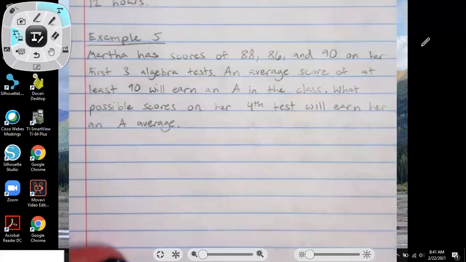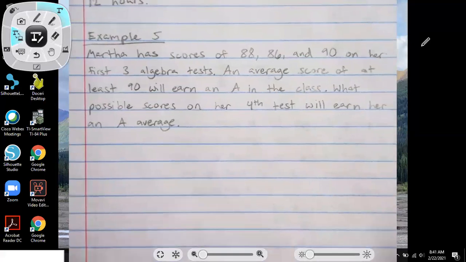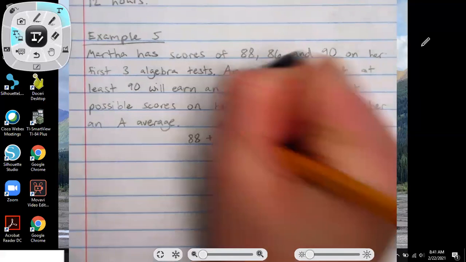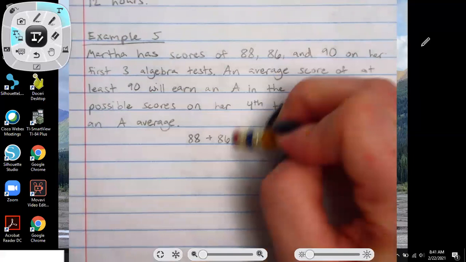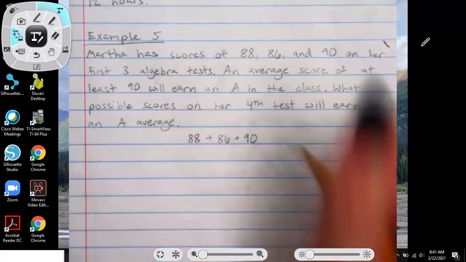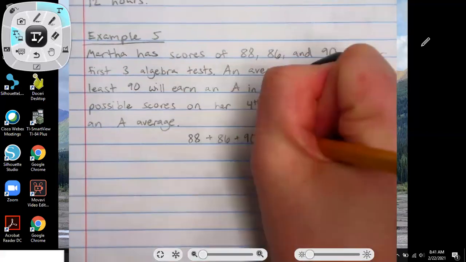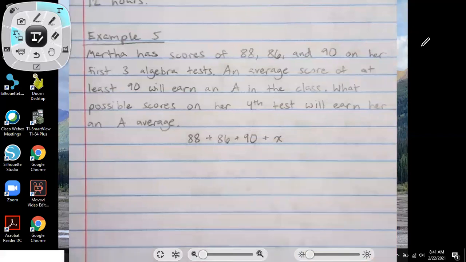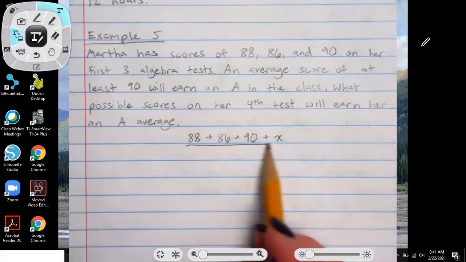Okay, so to find an average, you add up all the numbers and you divide by however many numbers you have. So if we were to find her average score, we would take her scores, 88 plus 86 plus 90. And then we know there's going to be a 4th test, but we don't know her score, so we just choose a variable. I'll just use X. So these are her 4 test scores. We just don't know the last one. And then to find her average, we would divide by 4.